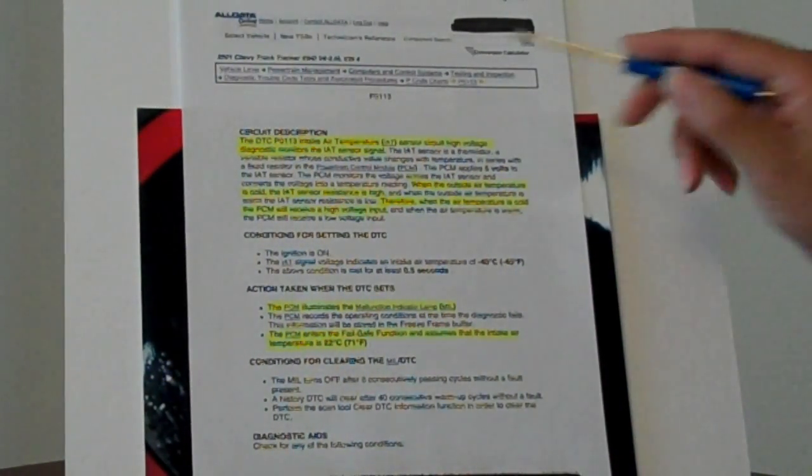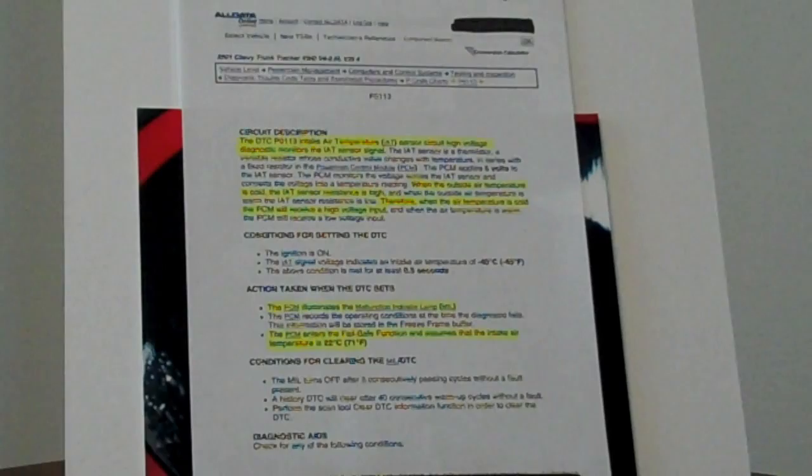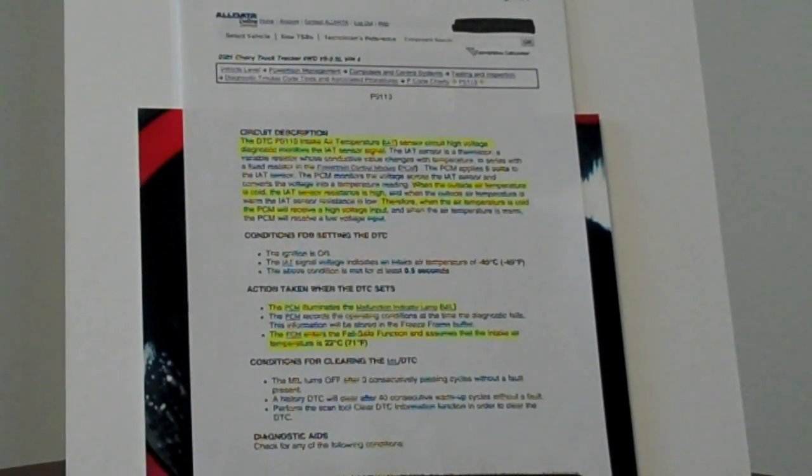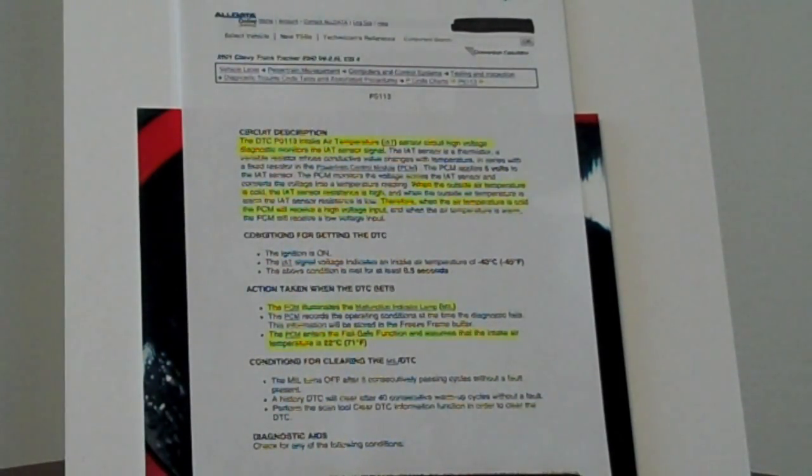Diagnostic trouble code P0113. The intake air temperature sensor registered a high resistance due to being left disconnected and unable to reach normal operating temperature. Step 6 in the pinpoint test says to check for a faulty electrical connection at the IAT sensor. Problem found and fixed.